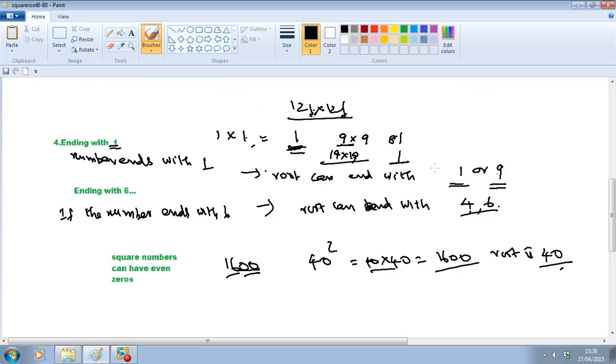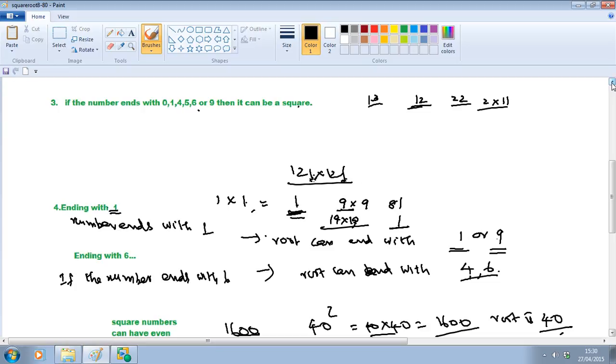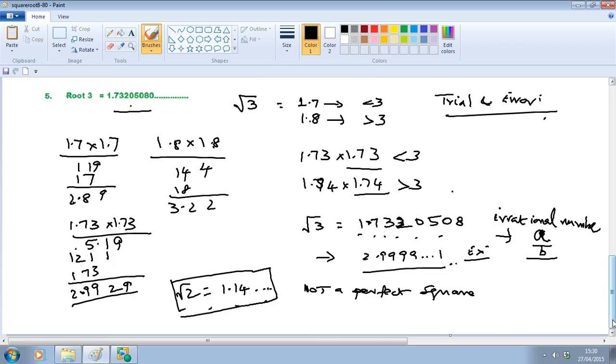Ending with 1 means what is the formula? Root ends with 1 or 9. Ending with 6, the root can be, it need not necessarily be. So our guess is how exactly to predict what can be the correct one. You can rule out the other options. Please practice finding square roots. Okay. Thank you.